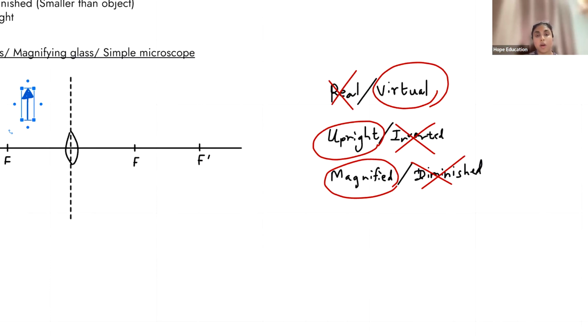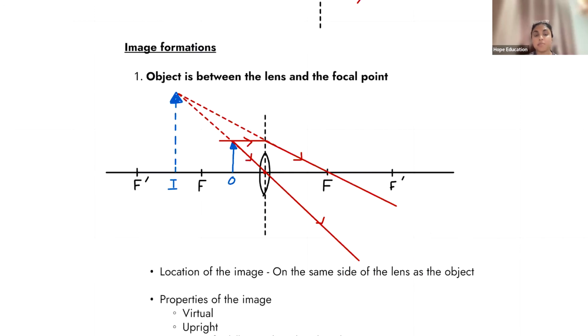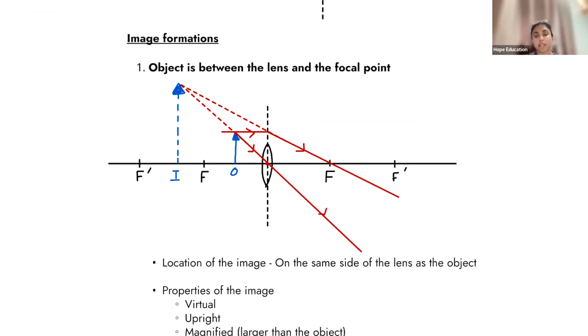Here, the object is between the lens, or the optical center, and the focal point. If the object was between the lens and the focal point, the image would be a virtual image. It would be upright and it would be magnified. Virtual, upright, magnified.